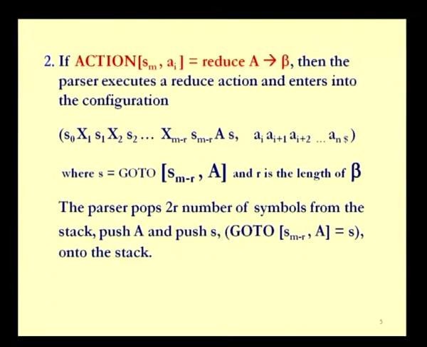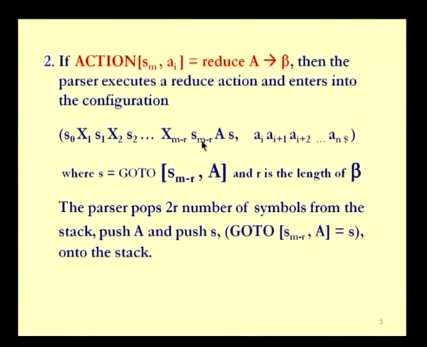So, when you pop 2 into r number of symbols from the stack, we will find that the xm, sm which was earlier there on the stack is changed to xm minus r and sm minus r. So, initially we had xm minus r and xm and sm, but after popping 2 into r number of symbols out of the stack, we have xm minus r and sm minus r. So, that popping has been done.